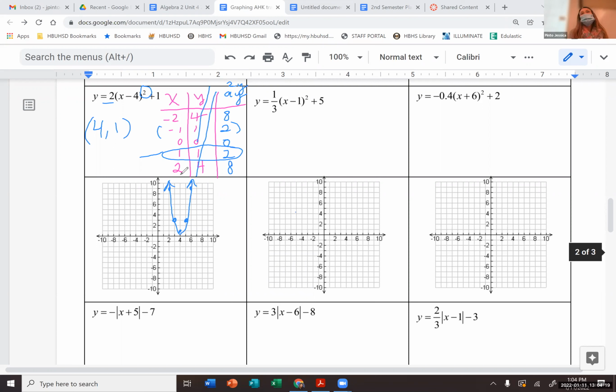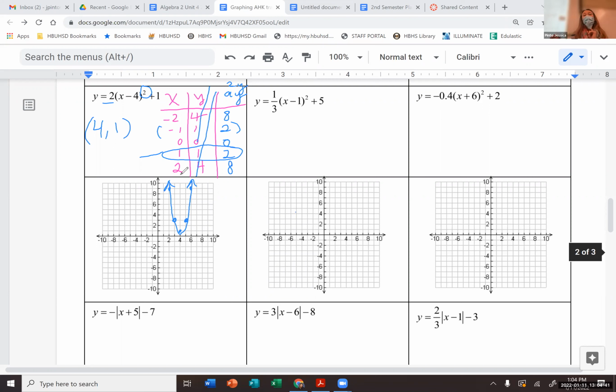Okay, cool. So that one was fun. When we have an A value that's a whole number, we want to remember that when we move over 1 unit, we go up or down A units, which is really nice. Looking at our next equation, the A value is not a whole number. The A value is a fraction.